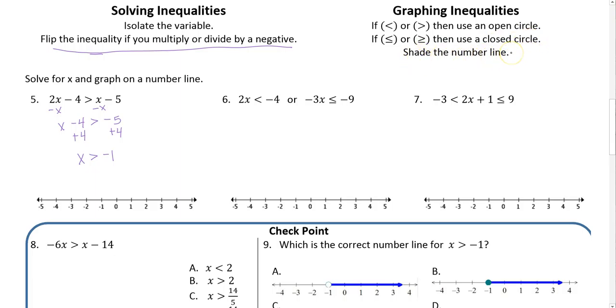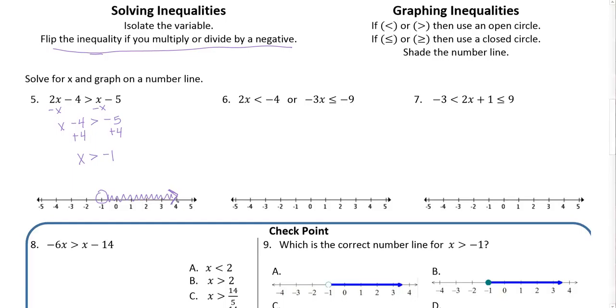Shade the number line. So, if we want x is greater than -1, we will have an open circle on -1, and we will shade where the greater than numbers are, or the larger numbers. The numbers that are bigger than -1 are to the right, so we will shade to the right.